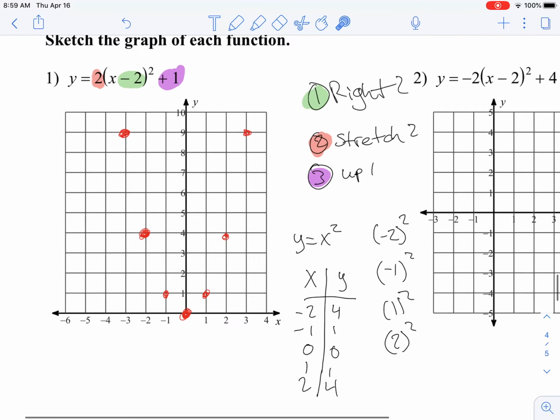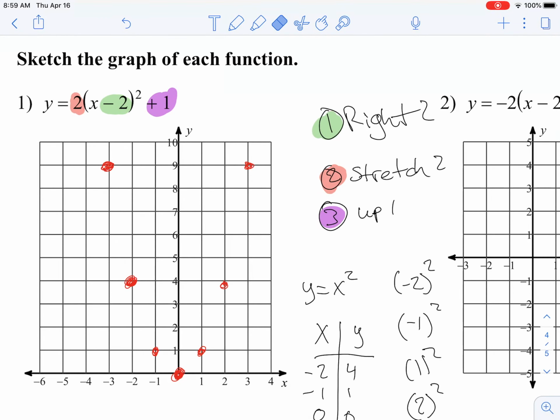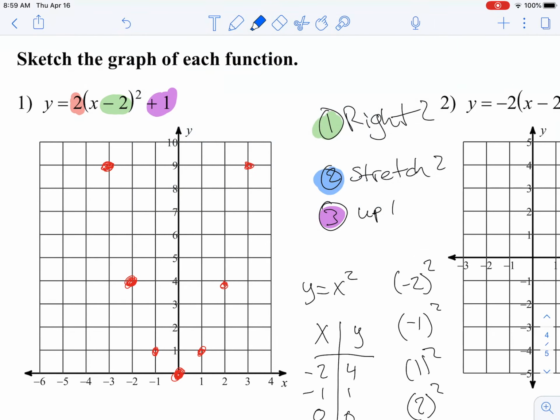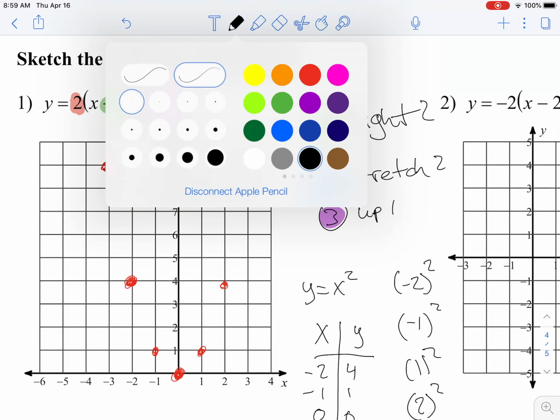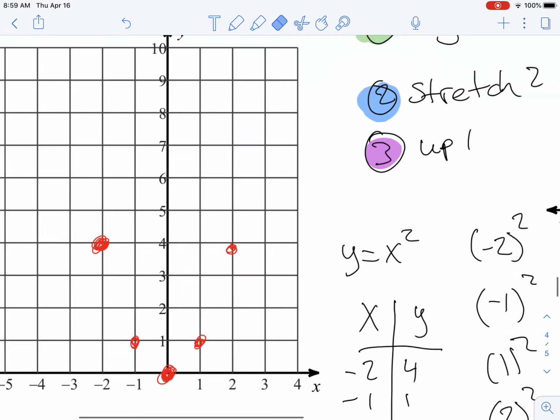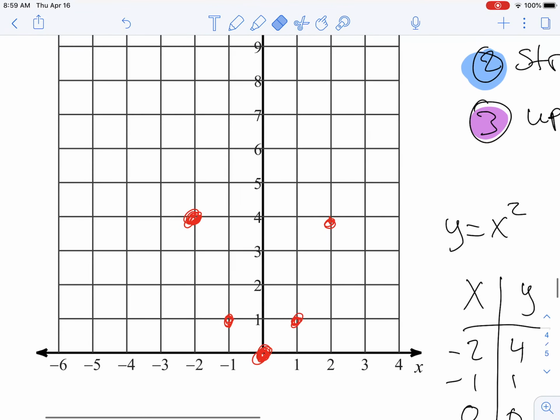In green, I wrote right 2, and I'm going to change this color here. You'll see why in a second. Let's use blue. So in green, if I move right 2, I could take each point, and I'm going to get rid of these ones because we'll just work with our 5 favorite. If I were to move each point right 2, I could go 1, 2, and have a new green point right here because I moved it twice.